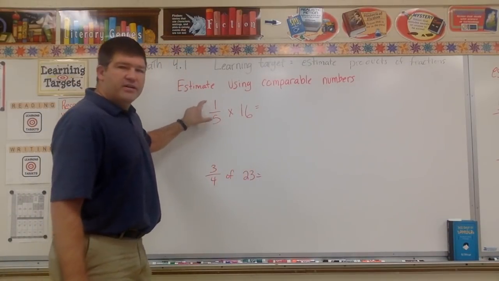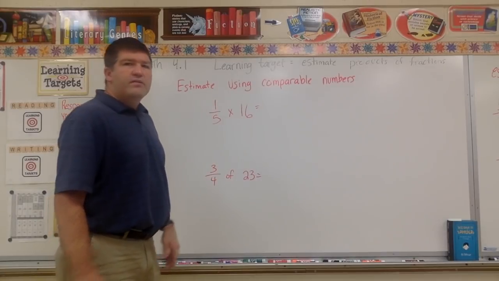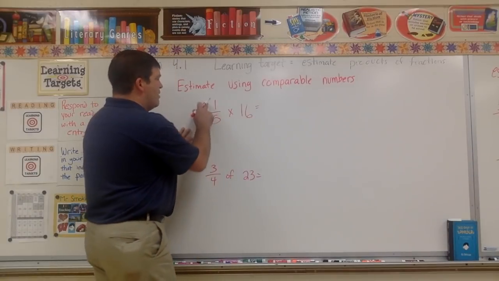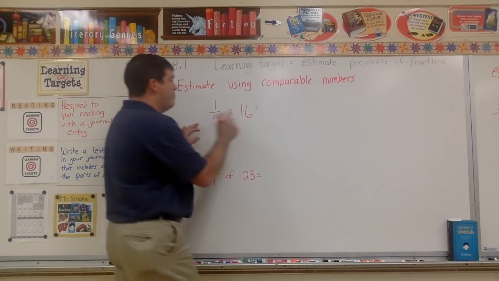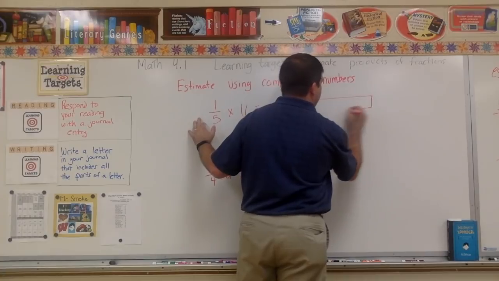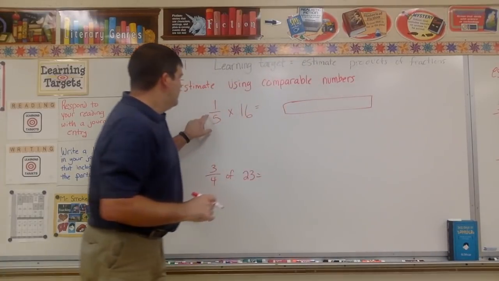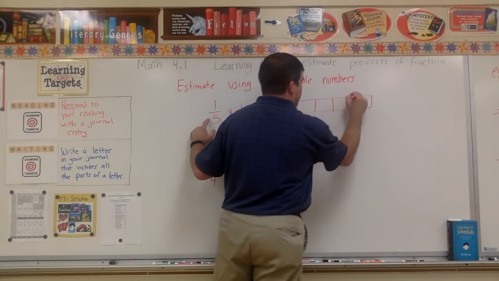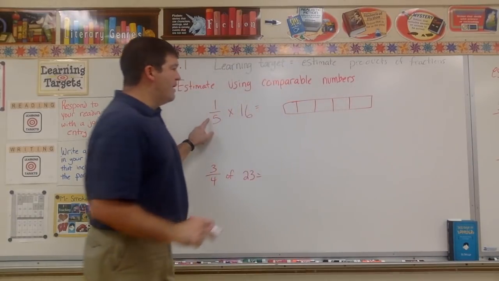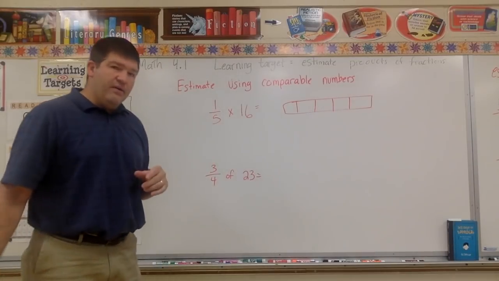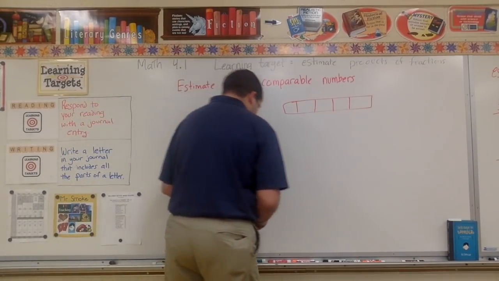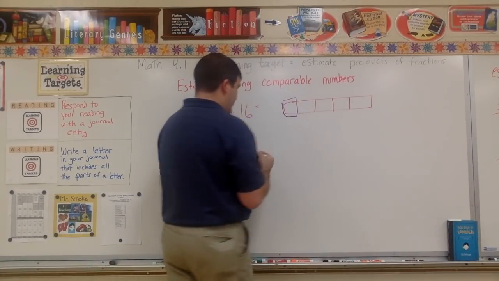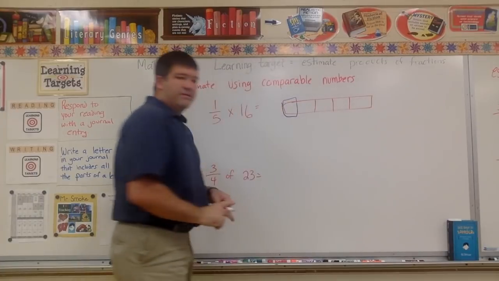And I'm taking a fraction times a whole number here. So I remember what I said about the fraction. 1 part of 5 parts. So there's my whole. My whole is made up of 5 parts. 1, 2, 3, 4, 5. So 5 even parts. Now, I just need one of these parts. So I just need 1 part. Okay? That will be my answer.